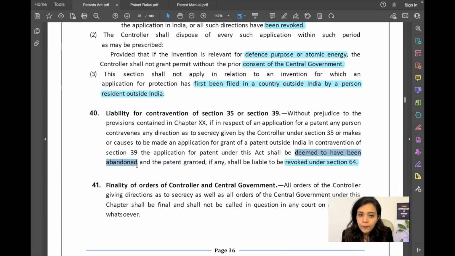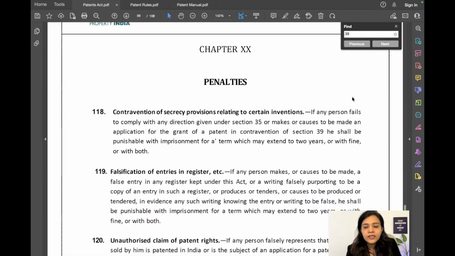If there is an application, the application would be considered abandoned, and if the patent has been granted, it would be considered revoked. I think one of the important questions that you may be thinking is, what is the contravention of the secrecy provision? For example, if you're not complying with Section 35 or Section 39, that means you're not taking the required permission for filing your patent application outside India. Then one reason to worry is Section 118, which says that if there is any contravention of Section 35 or Section 39, then the person shall be punishable with imprisonment for a term which may extend to 2 years, or fine, or both.